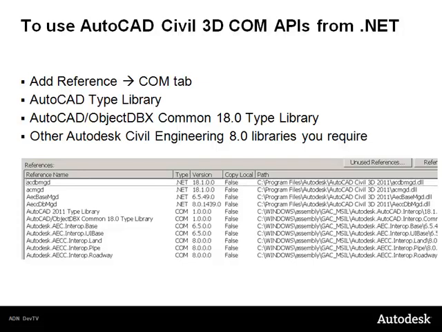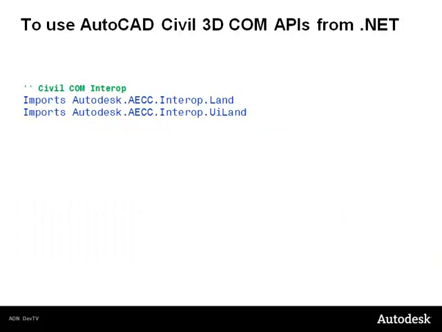You must add reference to the AEC base 6.5 application library, the AEC base 6.5 object library, and the AutoCAD 2011 type library. Next, you need to import the required namespaces. Carrying on the previous example of creating a COGO point, this slide shows that after adding the specific object libraries, as a next step, you need to import the namespaces to access the specific COM object or functionalities in your .NET application.